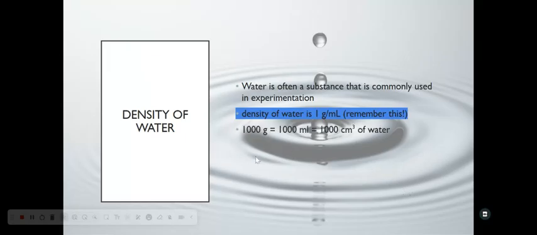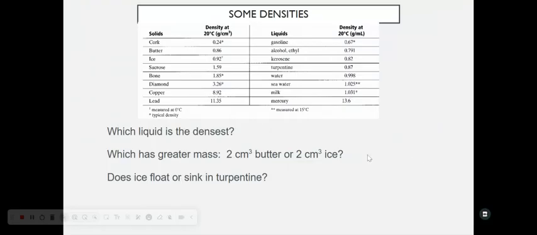Also keep in mind from our previous work, 1,000 grams equals 1,000 milliliters, which also equals 1,000 centimeters cubed, which just happens to equal a liter. Taking a look at this table, apply what you just learned to answering these questions. Pause and then check yourself when you're done.